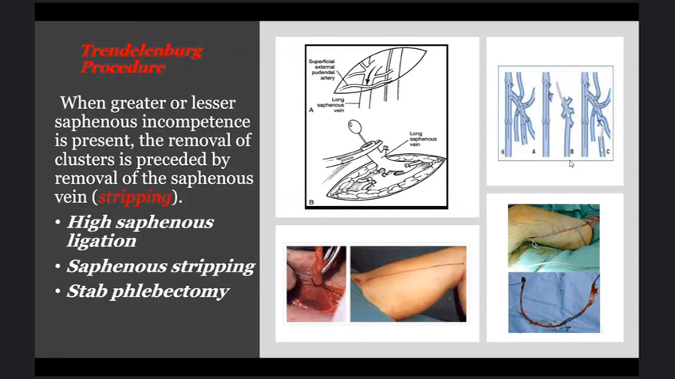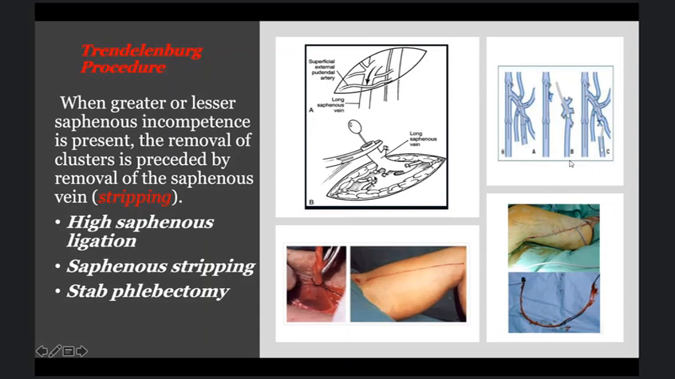removal of the saphenous vein, great or small, which is called stripping of the great saphenous or small saphenous vein. The Trendelenburg technique or procedure includes high saphenous ligation. We ligate the saphenofemoral junction at the groin. Saphenous stripping: we introduce a device called a stripper inside the saphenous vein, and we remove it, and stab phlebectomy, as you see here. Ligation of the saphenofemoral junction at the groin.